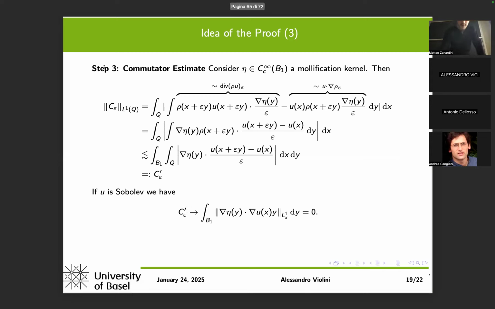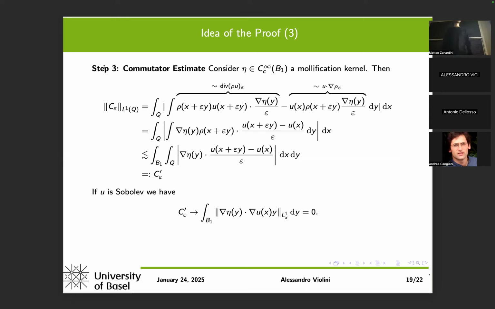If u is Sobolev, this term in L1 will converge to this gradient times the increment y. The epsilon of the increment will be simplified from the epsilon in the denominator. And so this term will converge to something like this, and this is 0 by odd symmetry. Because the modification kernel, you have to pick it in a good way, but usually it is even, especially the gradient of a modification kernel is even. And the y is odd, this is a ball, and this is 0.